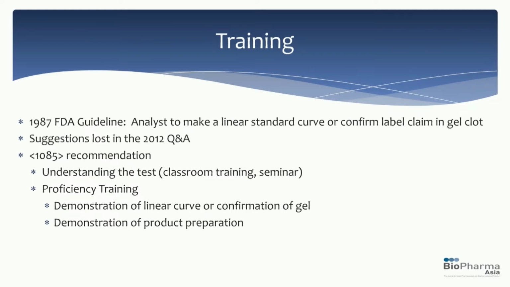For example, we know that there's a bunch of things that can interfere with the test, one of the big ones being pH. So if the analyst doesn't understand that pH can affect the results of the test, then he or she, without knowing anything different, might go through and get a false result because the pH is off. So we want the training to include some classroom training in addition to proficiency training. Proficiency training meaning to confirm the label claim for gel clot or to prepare a linear standard curve for kinetic tests.